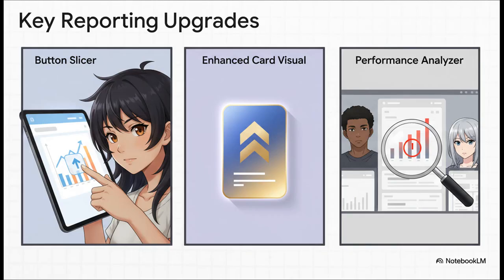There are 3 other key upgrades that really stand out to me. First, the button slicer is now officially ready for prime time, which makes it so much easier to create that clean app-like navigation. Second, that all-important card visual for your main KPIs. It's getting a ton of new styling options. And finally, and listen up, because this one's a big deal, the Performance Analyzer is now available directly in the web editor. This means you can pinpoint exactly what's slowing down your report right in your browser and then fix it on the spot. Huge.